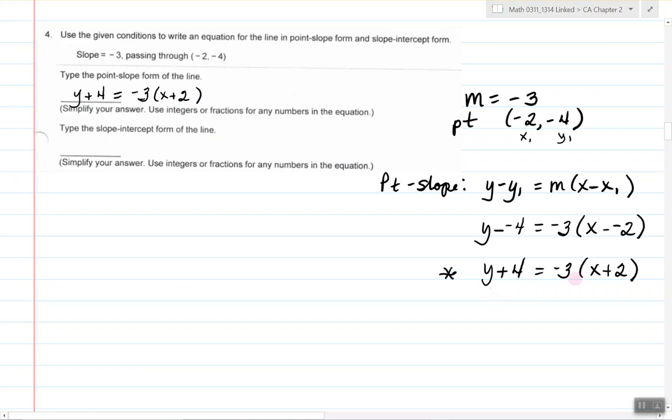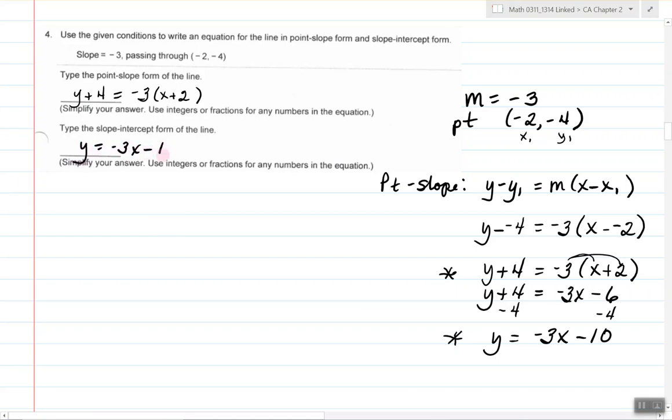Now I'm going to simplify the right-hand side. y plus 4 is equal to, distributive property, -3x minus 6. Subtract 4, and I get y is equal to -3x minus 10. This is the answer to the equation of the line in slope-intercept form. So you're giving the answer in two forms. Luckily, you use point-slope to get this information, because you were given a point and slope.